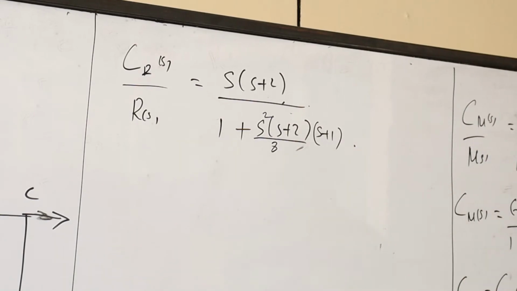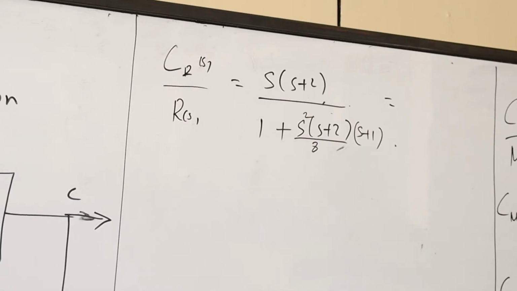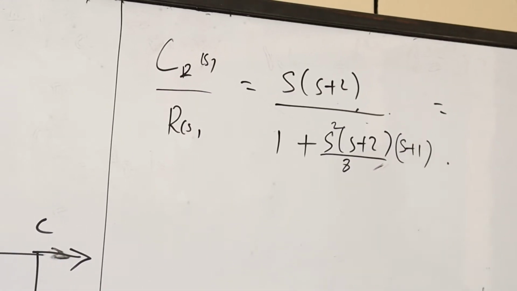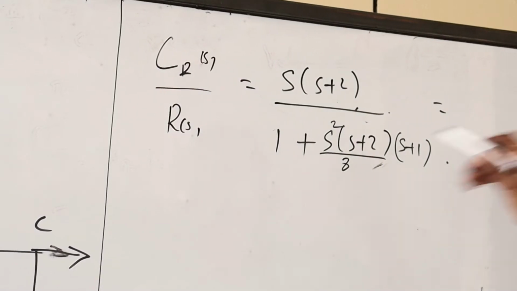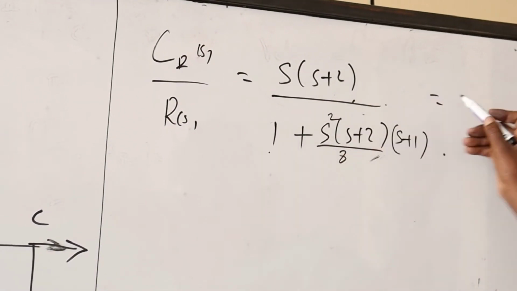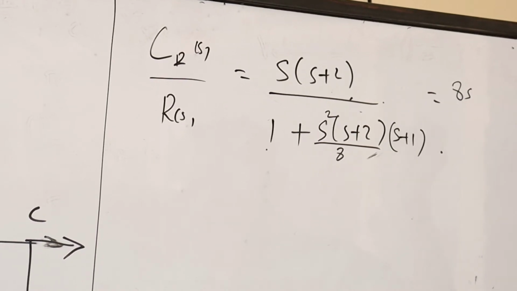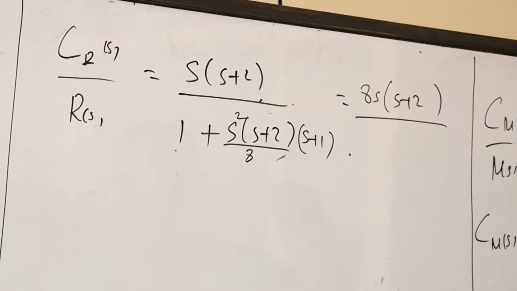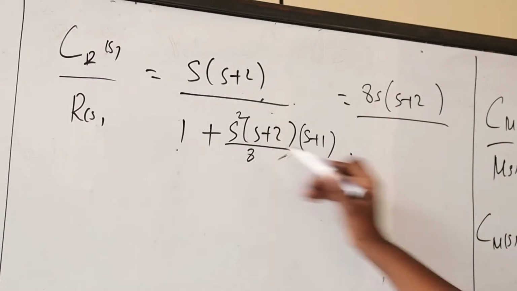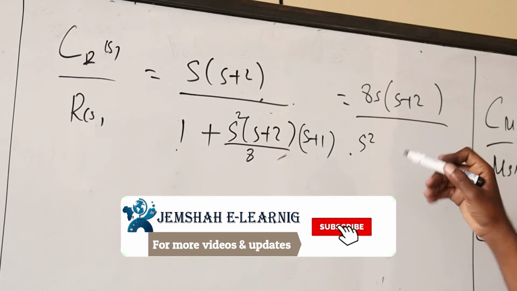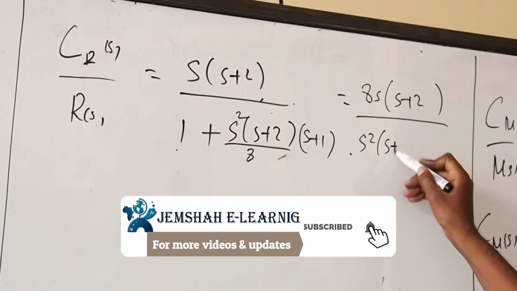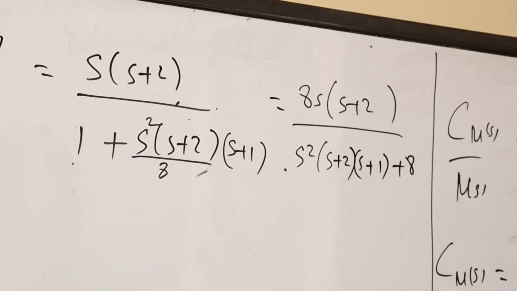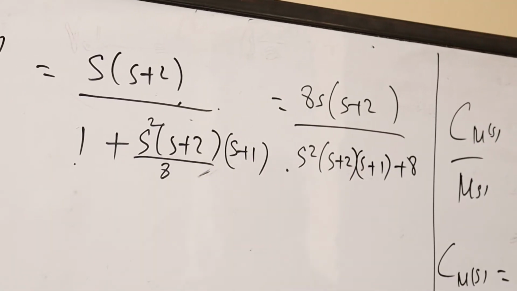So that is what we are going to get, of which if you simplify that, then we are going to get 8S into S plus 2 all over S squared into S plus 2, S plus 1, then plus 8. So that is what we are going to get as far as that is concerned.